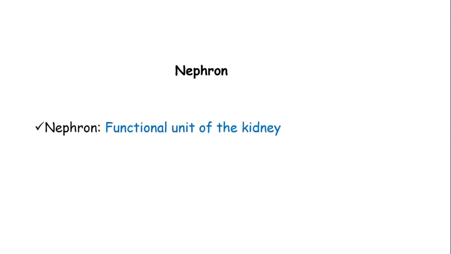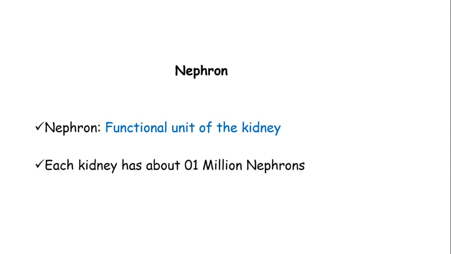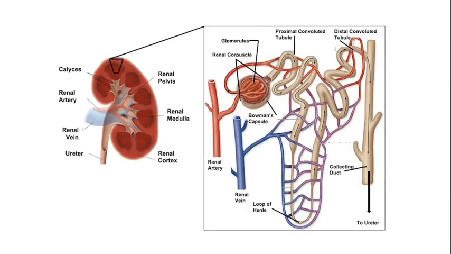So what is a nephron? Nephron is the functional unit of the kidney. So how many nephrons do we have? In each kidney, we have about 1 million nephrons. So in both the kidneys, we have about 2 million nephrons. Now if you look at this, this is a kidney. And look at this structure, this is a nephron.